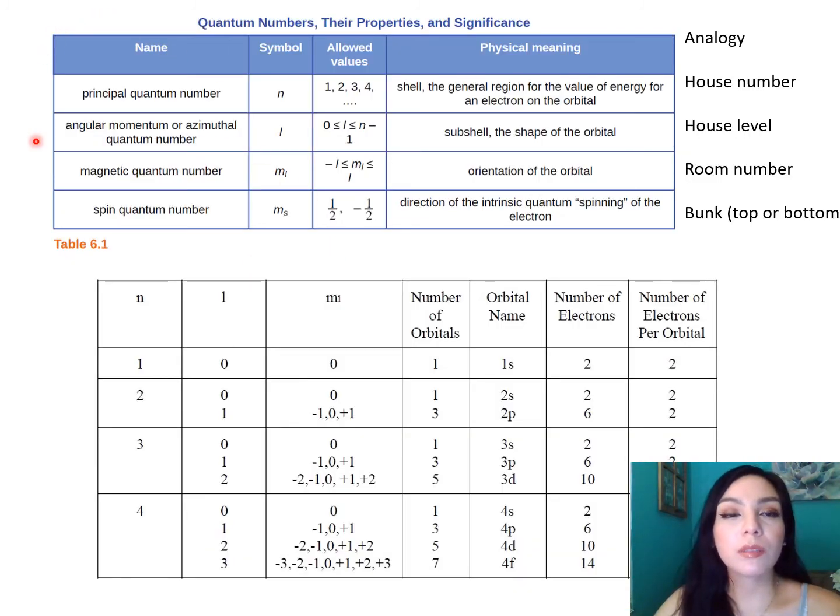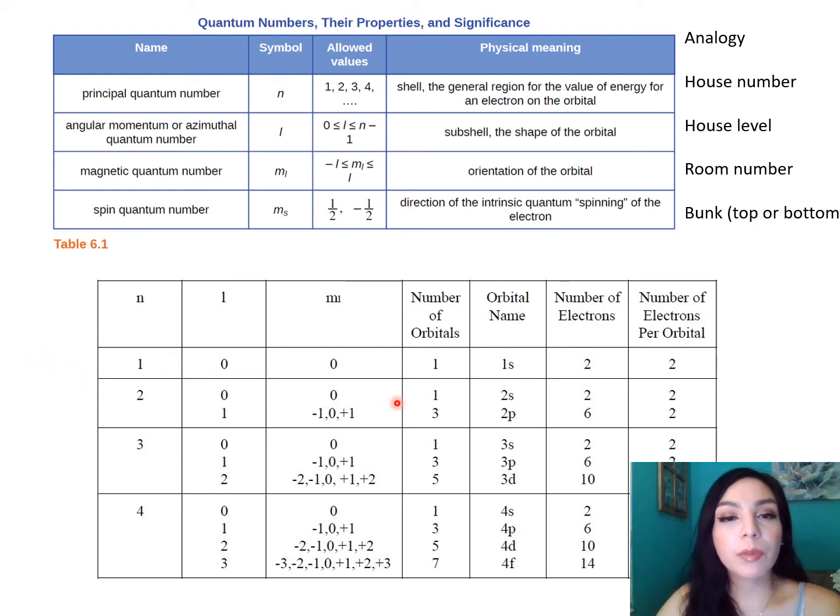So these are some good summary tables that condense everything that we just talked about into little short and sweet tables. For example, this one tells you the quantum numbers, their properties, and significance: the symbols, the names, the values. I think this one is very important because what trips a lot of students up is the possible L values and the possible ML values for a certain quantum set. And then it tells you the actual physical meaning, and I have my little analogy right next to them so that you can put them together.